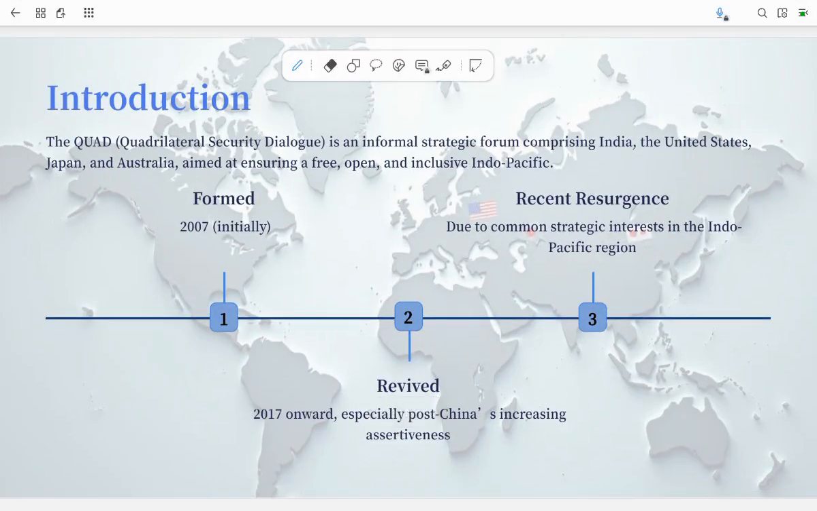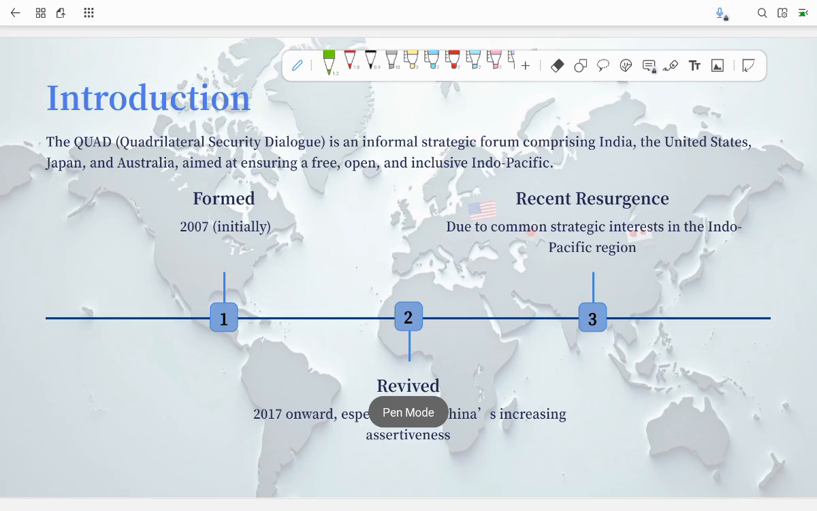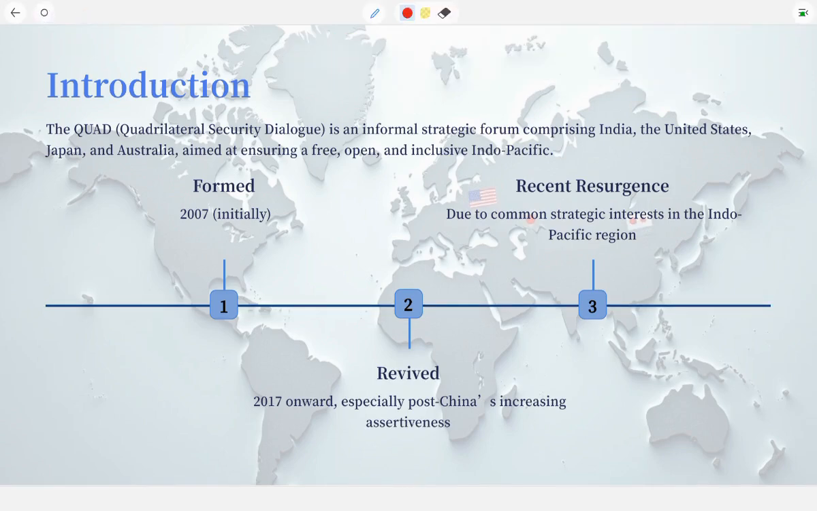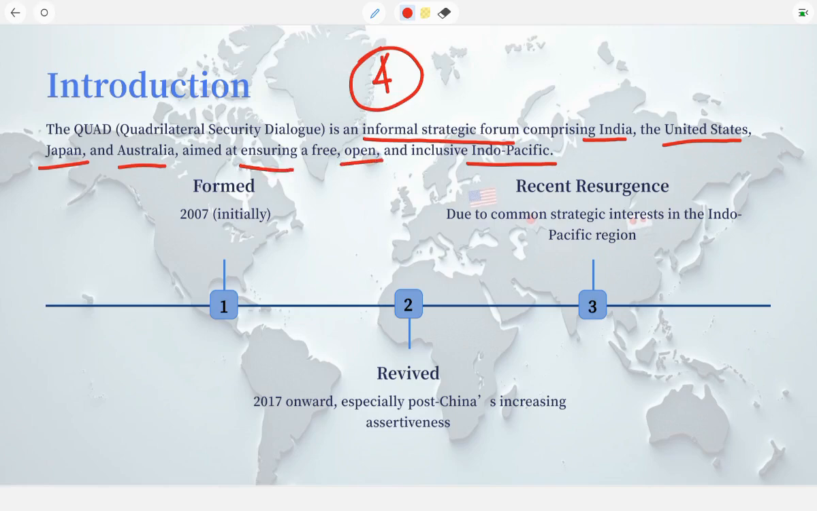Quad is an informal strategic forum comprising India, United States, Japan, and Australia, aimed at ensuring a free, open, and inclusive Indo-Pacific. So, Quad is an informal strategic forum. First of all, it comprises India, United States, Japan, and Australia. So there are 4 members in Quad, and its main focus is in Indo-Pacific region, which is very strategic for all the countries, and also it ensures free and open and inclusive Indo-Pacific.